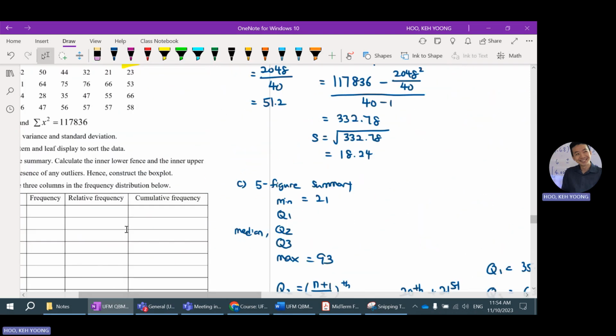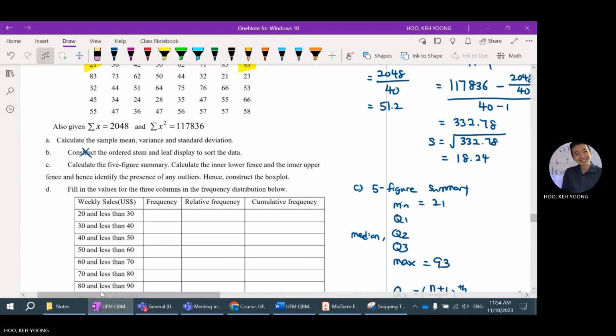Okay, box plots. Skip. This time no need to draw. I will not cover it, so just skip it for now.